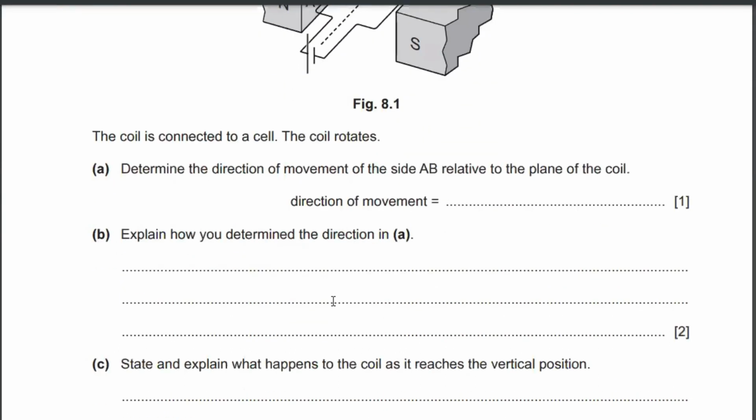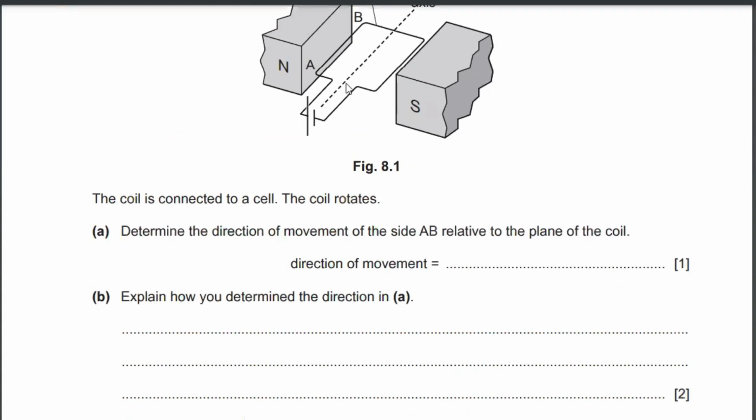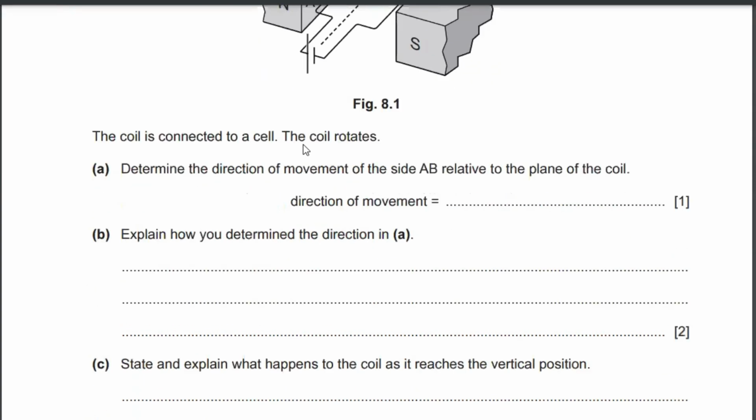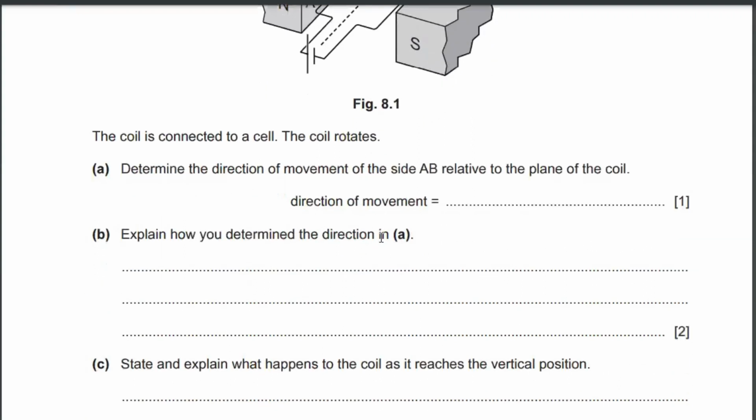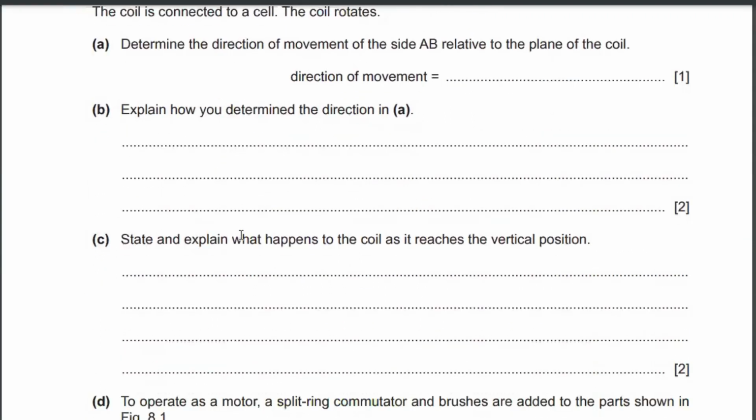Next is explain how you determine the direction. As I already said, we are using Fleming's left hand rule, in which all three quantities, the force generated due to the magnetic field and the current, are mutually perpendicular to each other. That means they are all 90 degrees to each other. And we will also mention that the magnetic field is from north to south, which is from left to right, and the current is from positive to negative. So in this case, it will be from A to B. That's why the force is towards the downward direction.